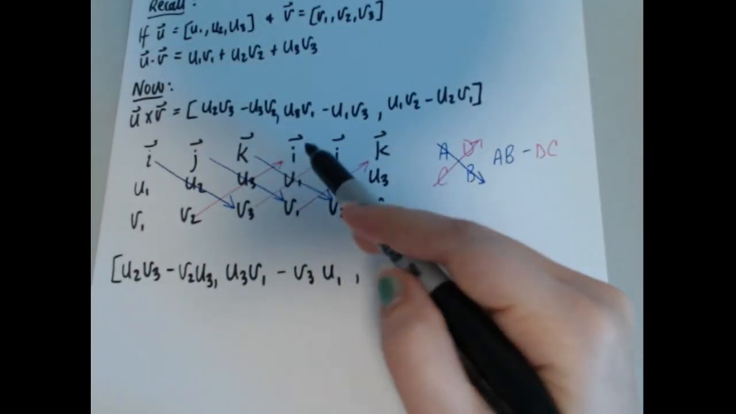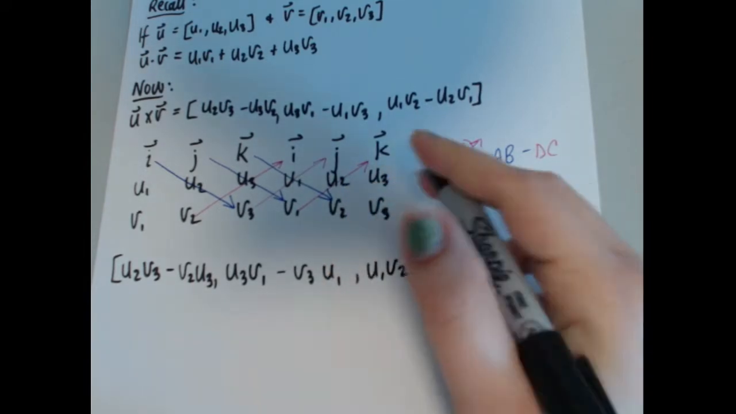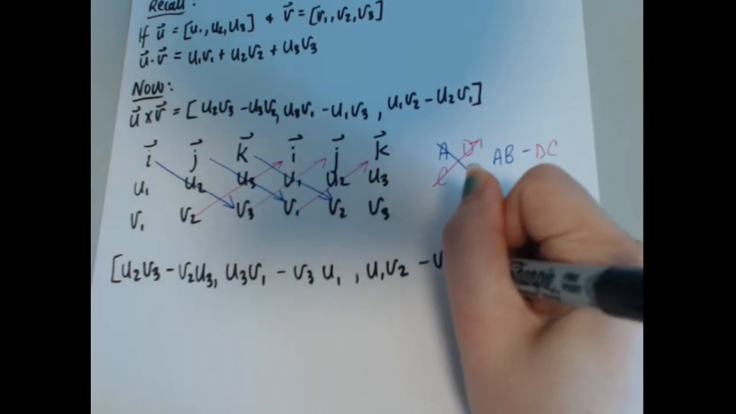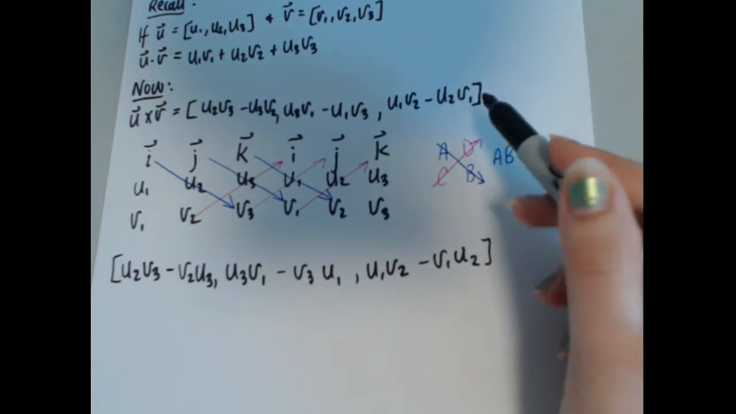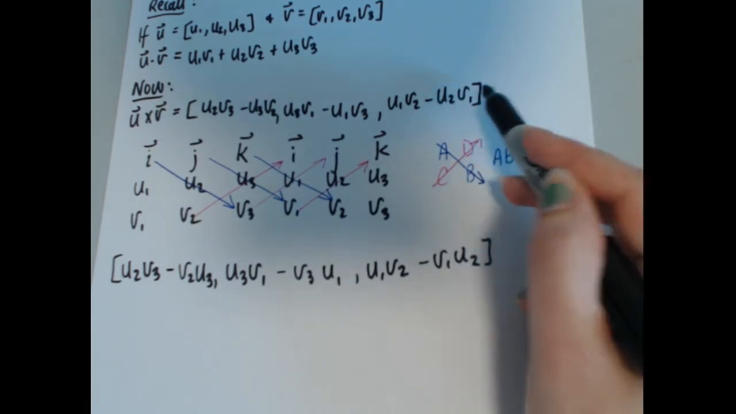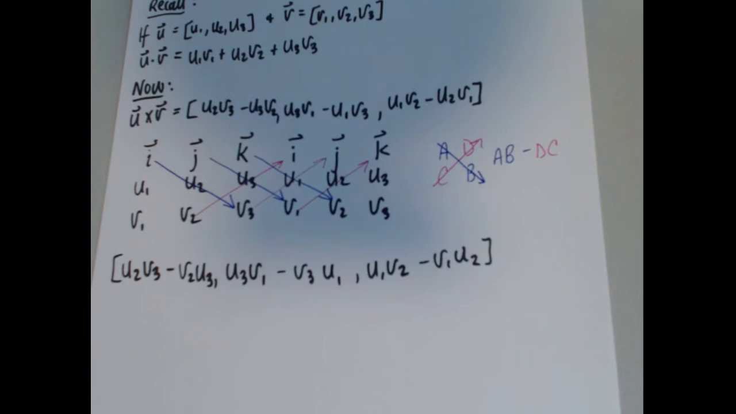And finally, K for the Z: U1 V2 minus V1 U2. Notice that this is the same formula we have up here. The only difference is that sometimes they're written a little differently, but that's okay because multiplication is commutative. So this is how I'm going to be solving the cross product expressions moving forward using this method. I encourage you to learn this method and understand how it's used.